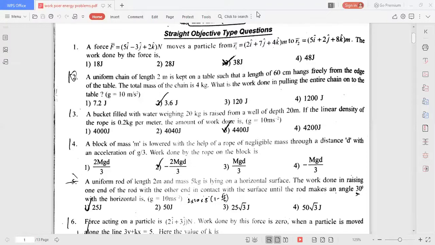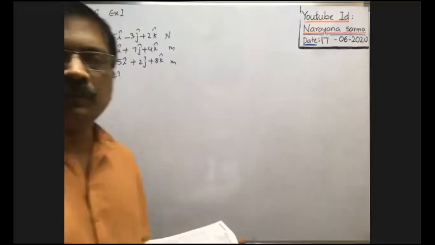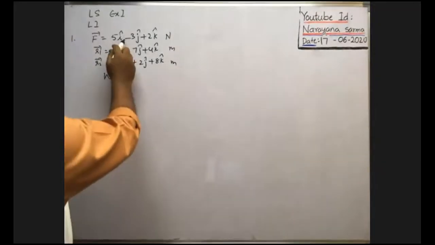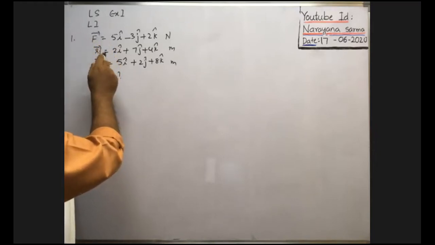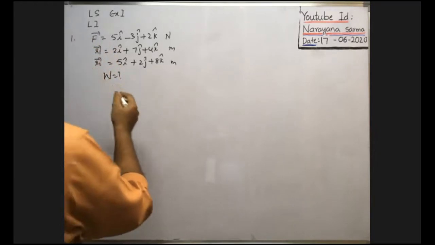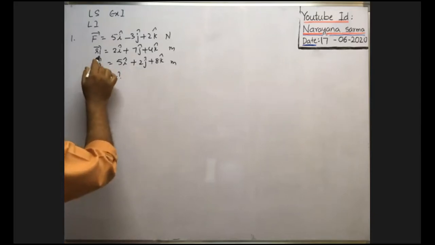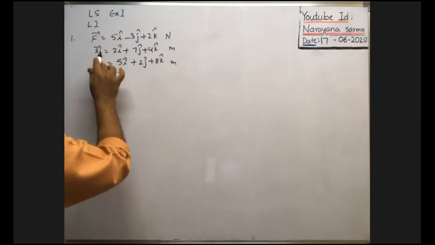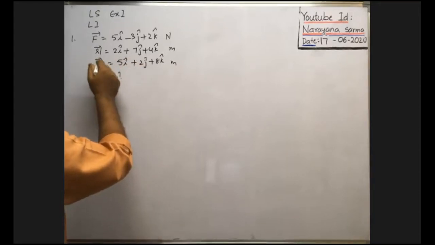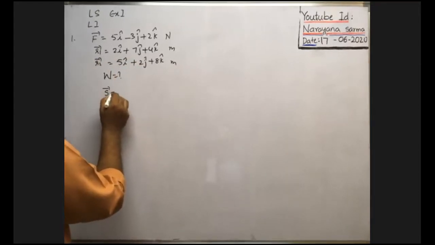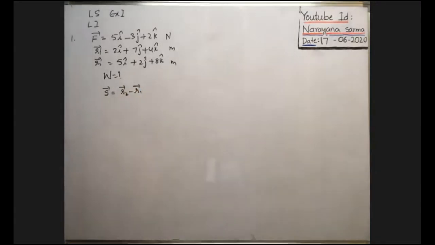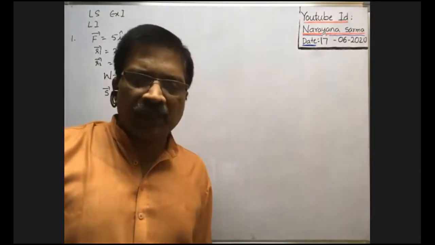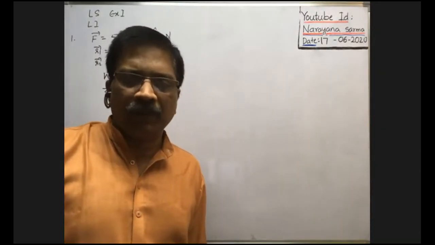Okay, now all of you look at the board. You see, force acting on a particle is given. Because of this force, the particle displaces from the position vector R1 to R2 bar. As the position vectors from which the particle displaces and to which it displaces are both given, displacement vector S bar is equal to final position vector minus initial position vector. Final position vector minus initial position vector is the displacement of the particle.